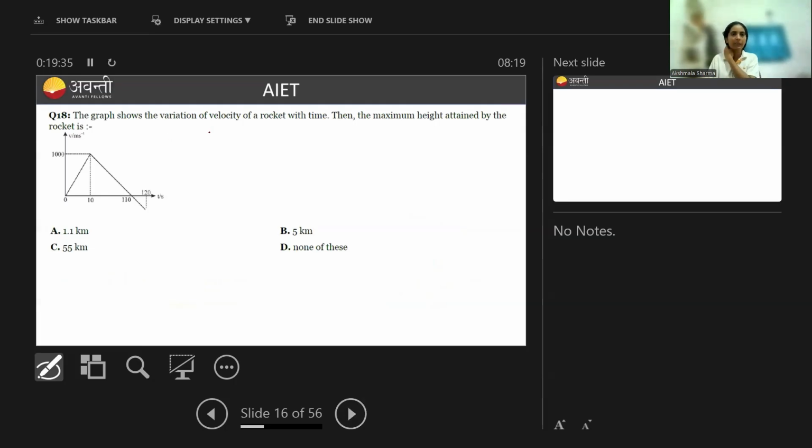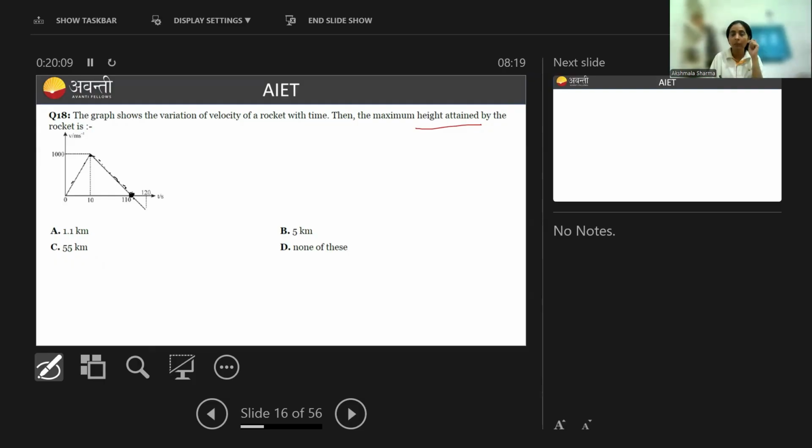Now, the graph shows the variation of velocity of a rocket with time. The maximum height attained by the rocket is. So, when something attains maximum height, when you are throwing something, when will it attain maximum height? The point at which its velocity will become 0. So, this is a velocity time curve. Try to see where the velocity is becoming 0. So, its velocity increased, then it started decreasing, and here it is becoming what? 0. So here velocity is 0.